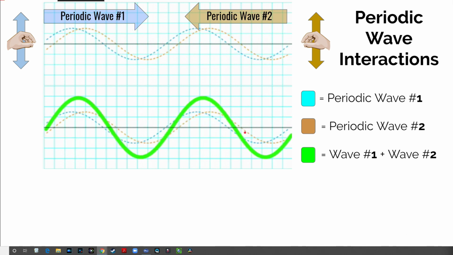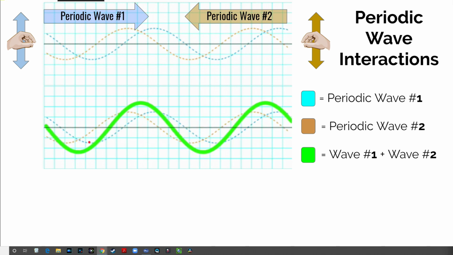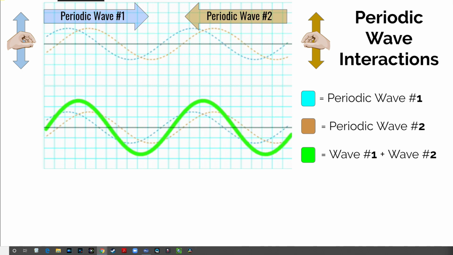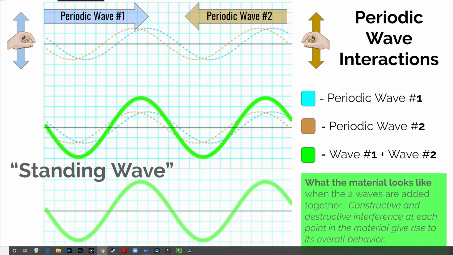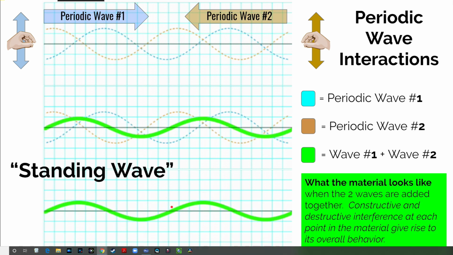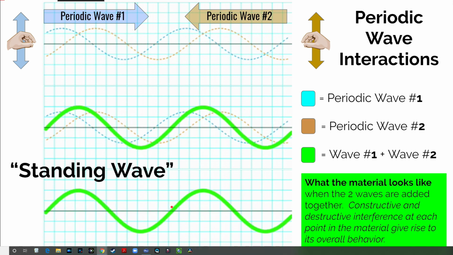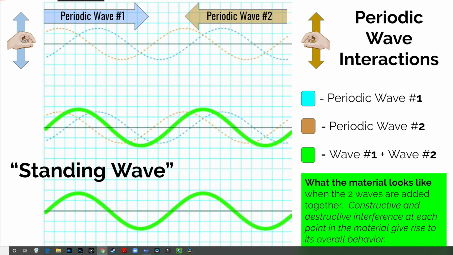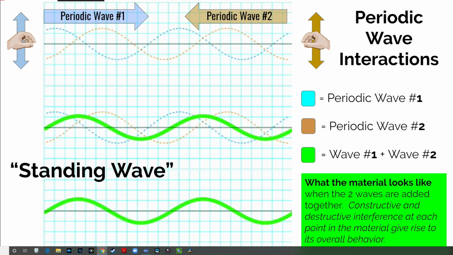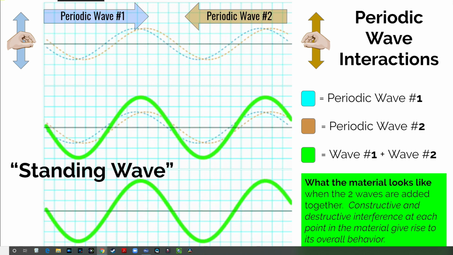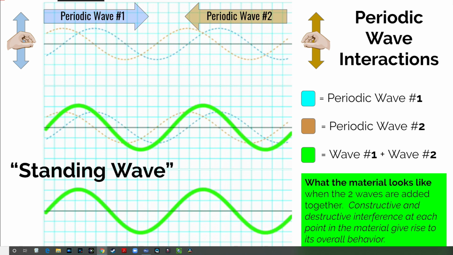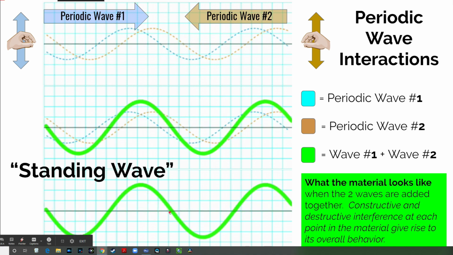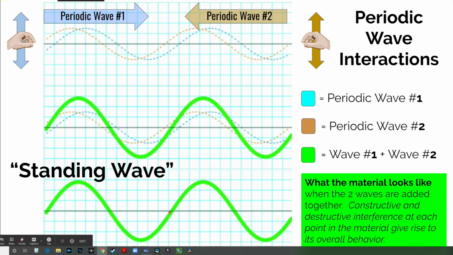And so this shows us not only what the material is doing, but what the individual pulses that are moving through there and interacting or interfering are doing. But if we were just to actually look at the material itself, we would just see what the green line represents. So the material looks like this when the two waves are added together, and constructive and destructive interference at each point in the material gives rise to its overall behavior. And when you have something that looks like this, in physics we call that a standing wave.